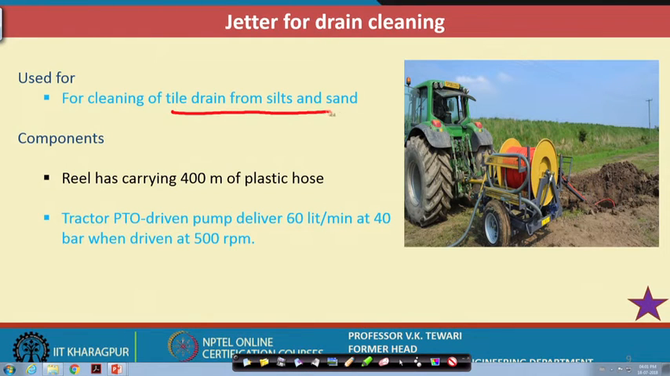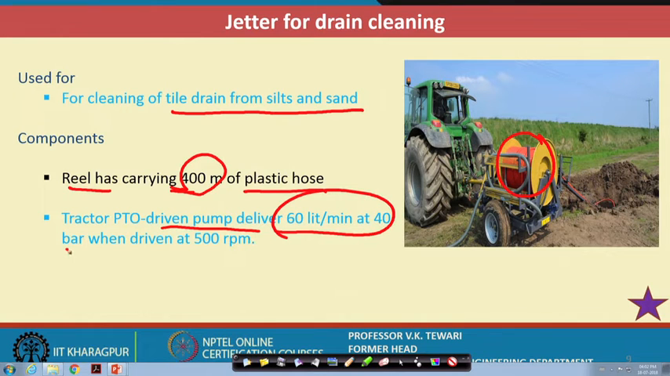This is to clean the drain of silts and sands, and the components are a reel having about 400 meters of plastic hose. You can see here that the hoses are there, and this is the reel which has so much of this, so that you can pull out the rubbish or whatever slurry is there. It can be tractor-mounted, and it has to be towed. Delivery is 6 liters per minute at 40 bar when driven at 500 rpm. You can see we are still taking power from the PTO, and then this pipe which has been rolled up helps in cleaning.